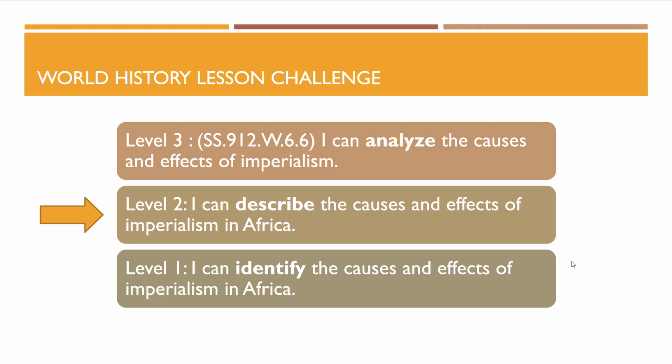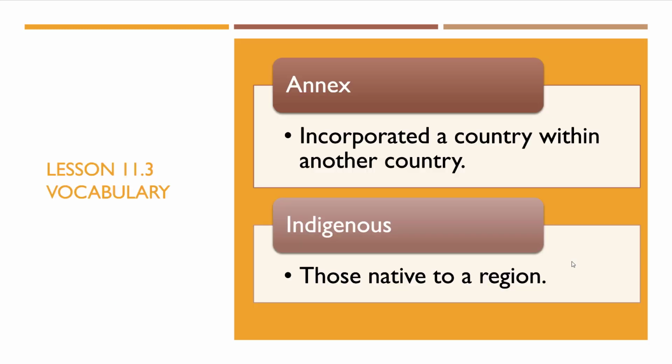Alright, so here we are looking at level 2, being able to describe the causes and effects of imperialism in Africa. These are your vocabulary words, just two of them, annex and indigenous. You can stop the video here if you would like to make sure that you get these vocabulary words on your guided notes paper. Okay.